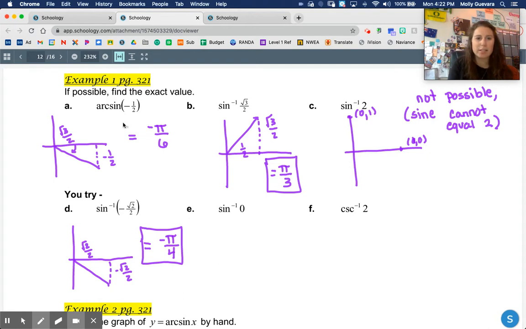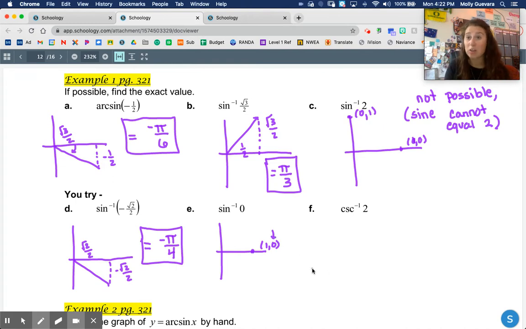I don't know why I didn't box this one. My apologies. There we go. Okay. For E, let's see. Sine value of 0 right here is the point 1, 0. So I have a sine value of 0. What is the angle that gives me that point? And that angle is 0 radians.